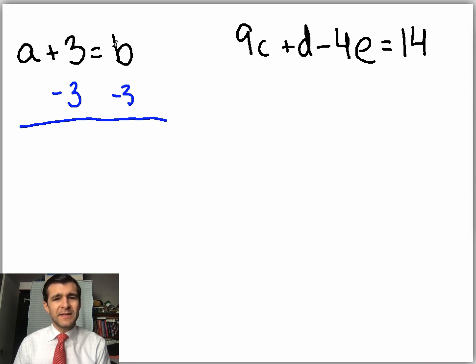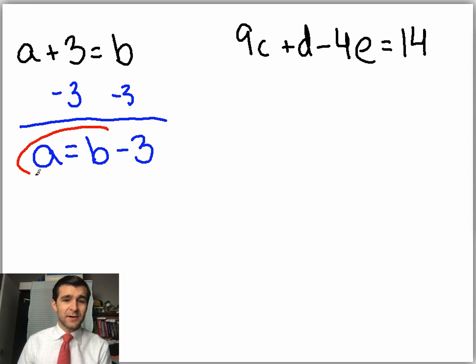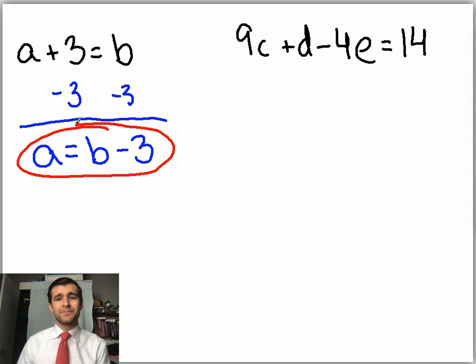But now when I get to this right side, b minus 3, those can't be combined either. They are not like terms. So the best thing I can do is have a equals b minus 3. So this would actually be my final answer for a problem that looks like this.